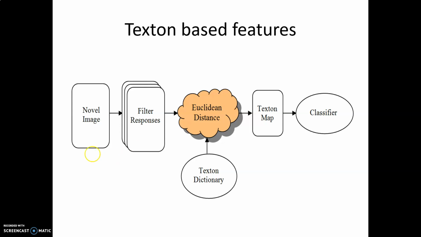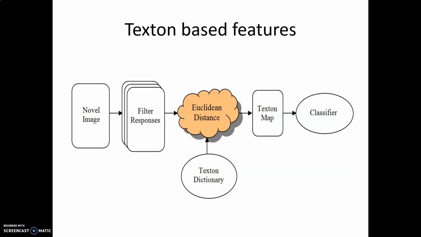Now, the next thing is that we have to find the correspondence between every filter response and the words which are available in the dictionary. So let's say we have a dictionary of 30 words. Every filter response that has been obtained from the filtered output can correspond to one of the 30 words that we have in the texton dictionary. We find that one-to-one correspondence.